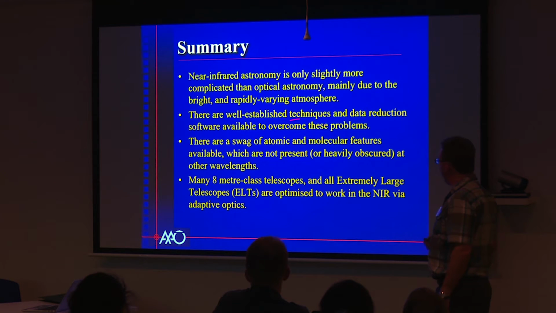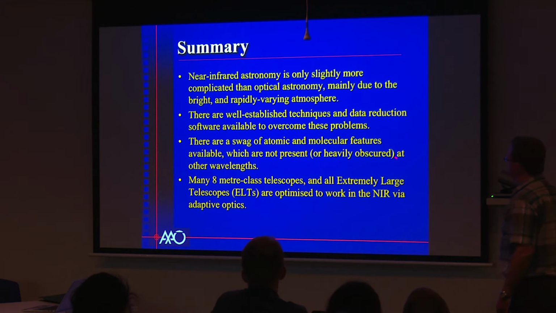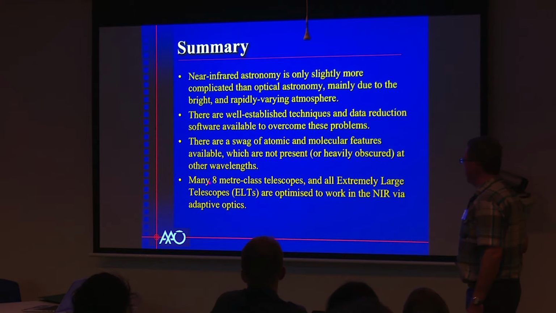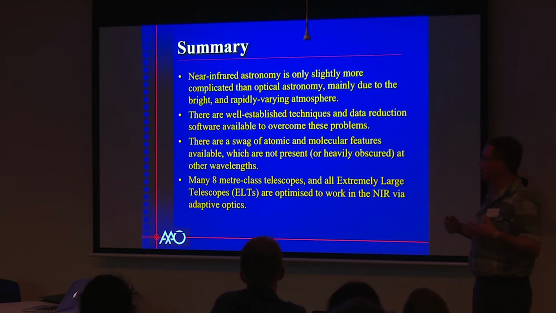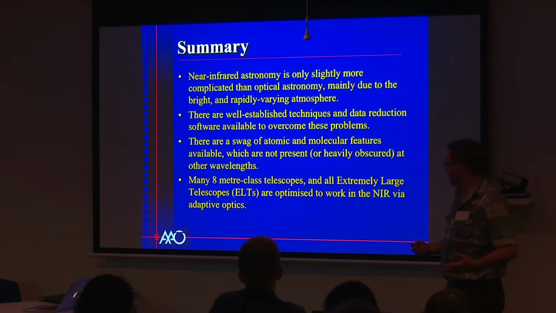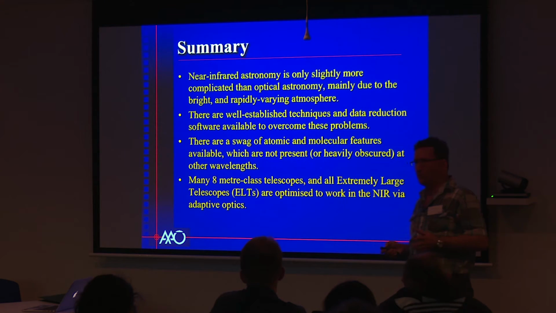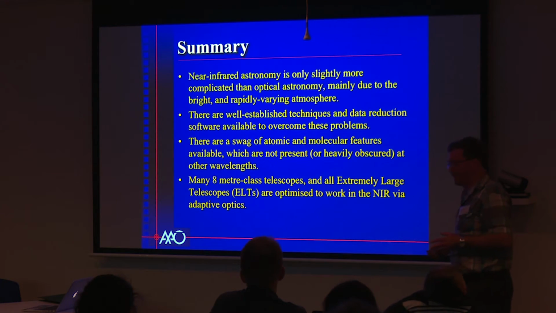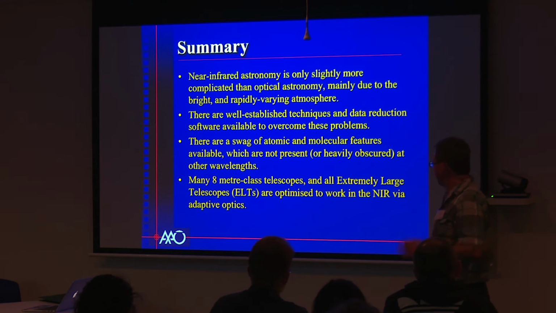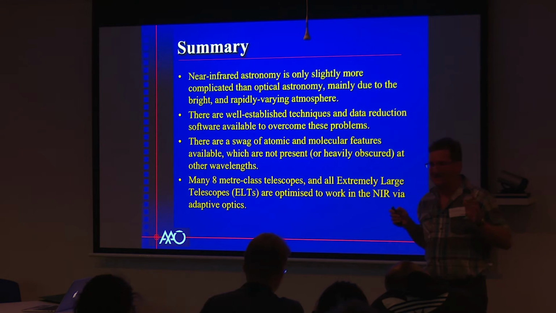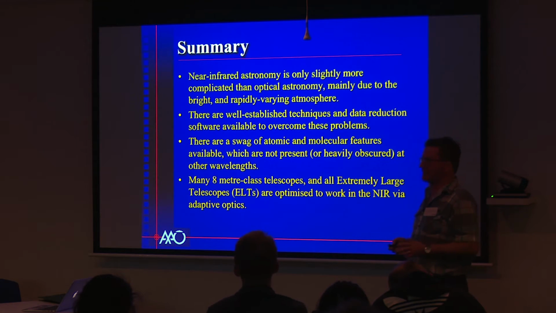And there are several reasons why you would want to use these techniques to observe the near infrared. It's also worth keeping in mind, of course, that many of the current generation 8 meter class telescopes, and pretty much every one of the new extremely large telescopes, GMT, TMT, and European ELT, are optimised to work at the near infrared wavelengths by the use of adaptive optics. So don't be afraid of the near infrared. It's a really cool, exciting place. You just have to never stand still when you're observing in the near infrared.